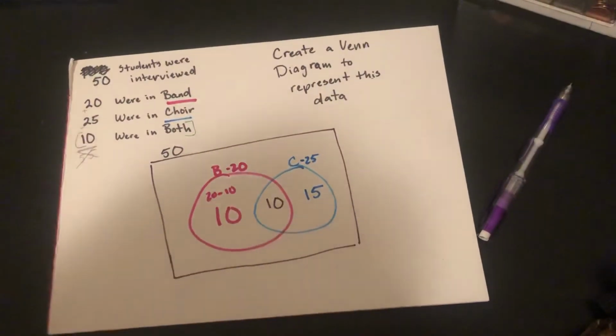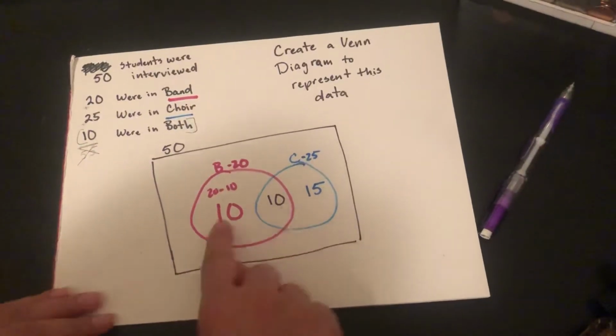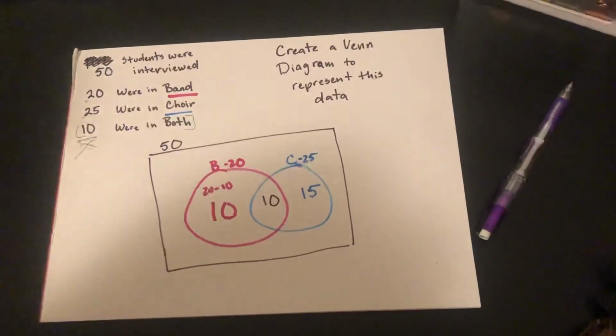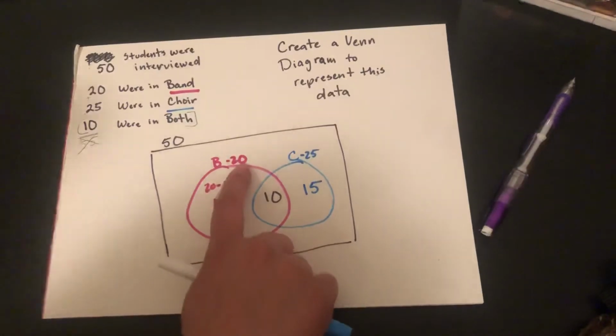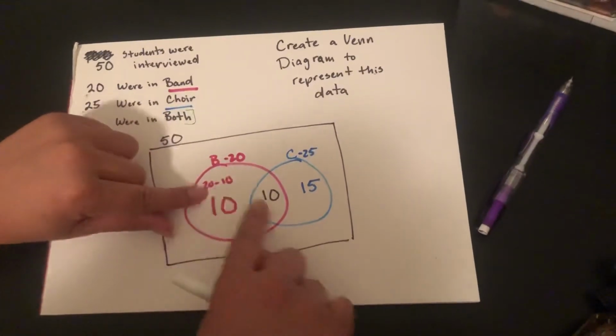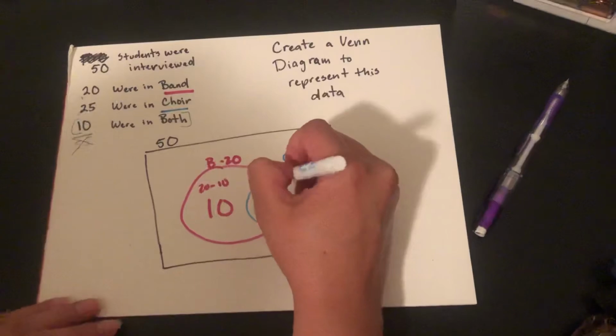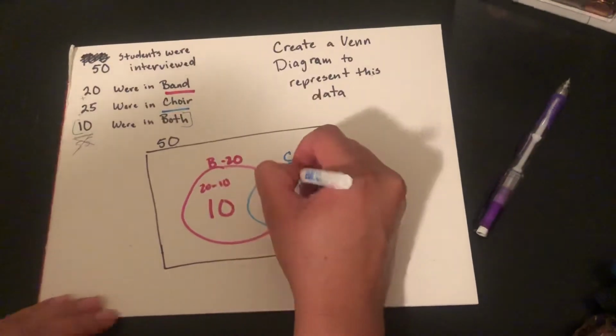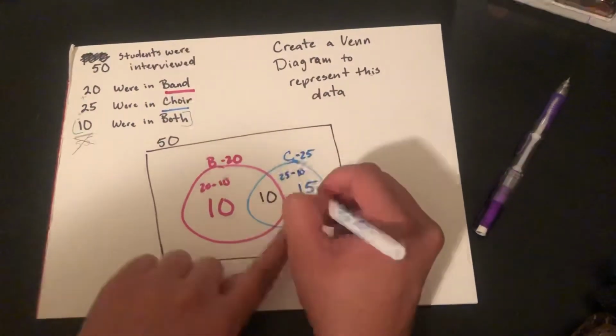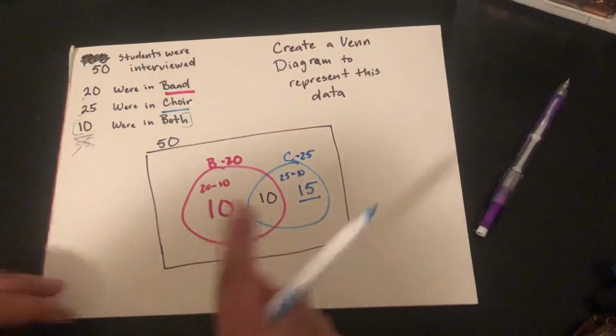All right. So again, this is the part that kind of tricks people up. So the way I like to do it is by writing that number on the outside first, and then I'm going to subtract whatever's in the middle. So I have that number on the outside, which in this case is 25. And again, I'm going to subtract that 10 to get the number who were just in choir.